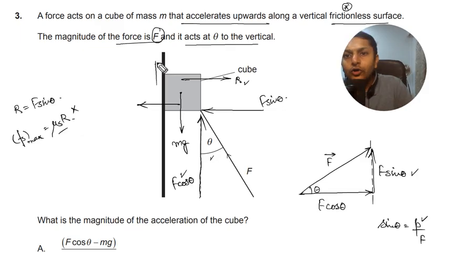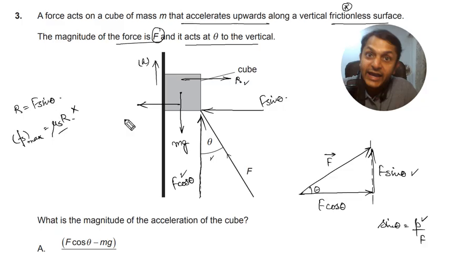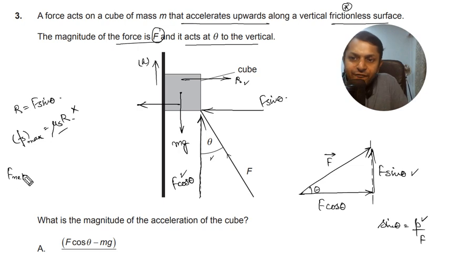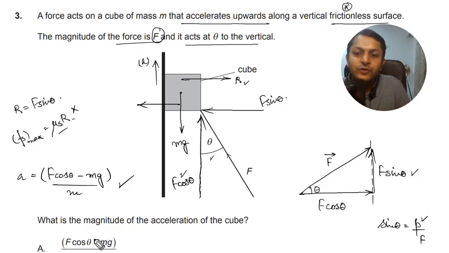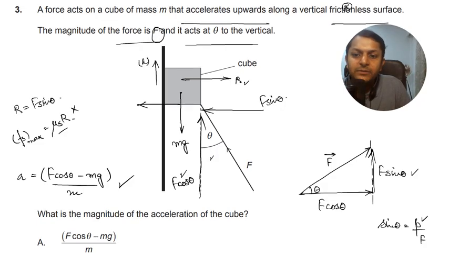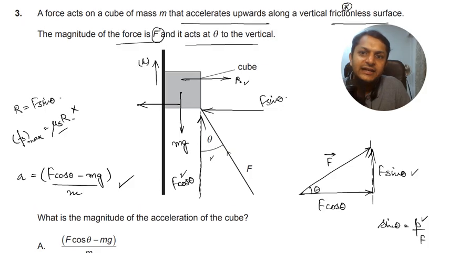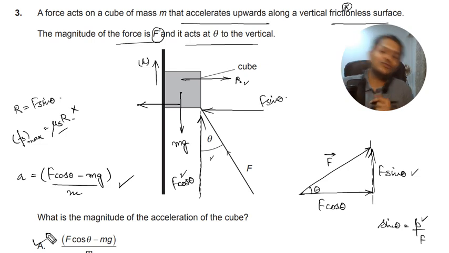So the body is overall going in the upward direction with an acceleration A. The upward force is F cos theta, the downward force is mg. So F net will be F cos theta minus mg, and F net will be equal to m into A is equal to this. So acceleration will be F cos theta minus mg divided by m. I don't have the space to write, so I'm just writing it like this. So this will be your answer, which seems to be option A. So let me see, and absolutely correct, option A is the correct answer for this question.